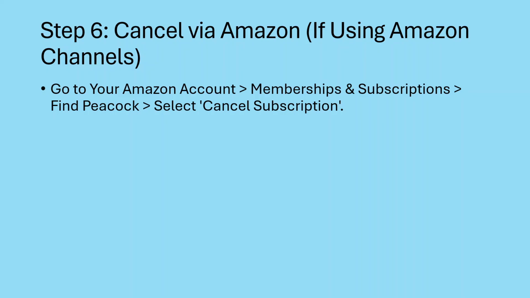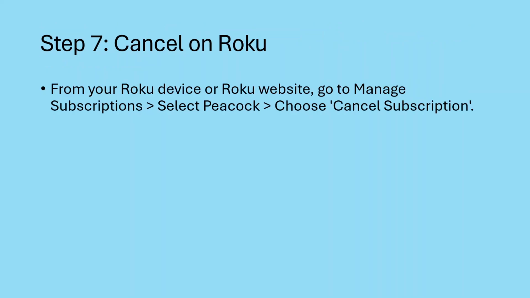Step 6. Cancel via Amazon if using Amazon channels. Go to your Amazon account, Memberships and Subscriptions, find Peacock, and then click Select Cancel Subscription. Step 7. Cancel on Roku. From your Roku device or Roku website, go to Manage Subscriptions, select Peacock, choose Cancel Subscription.